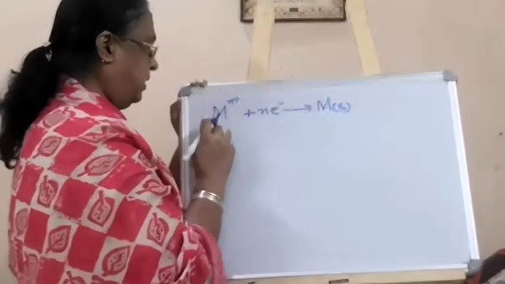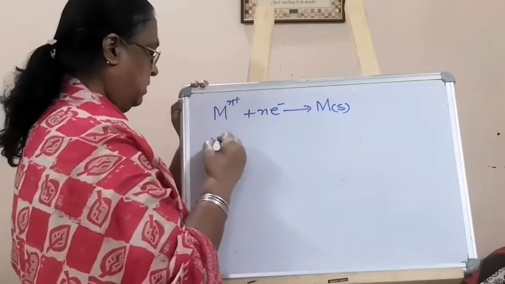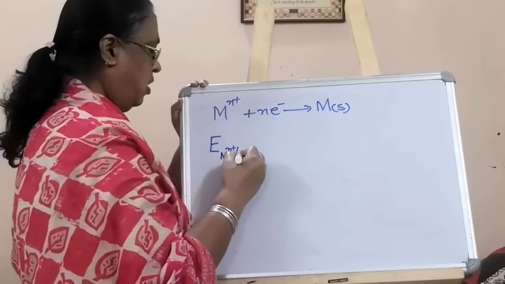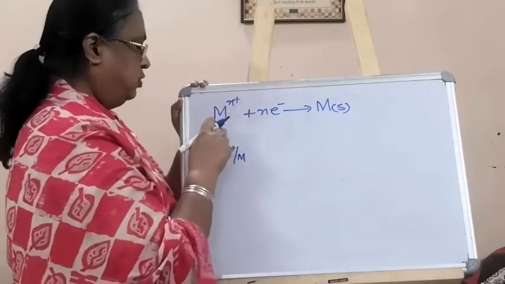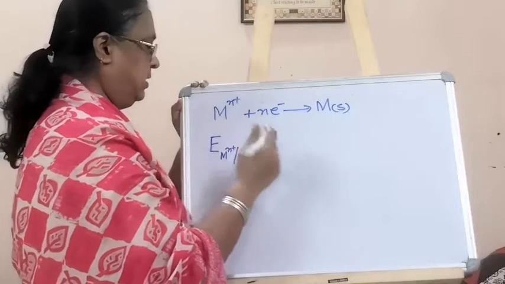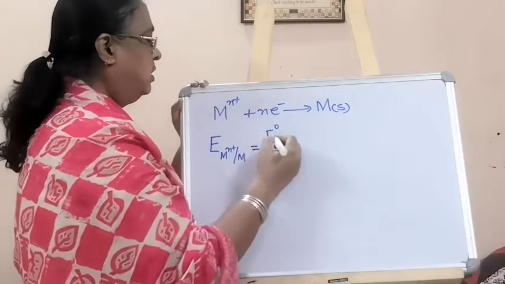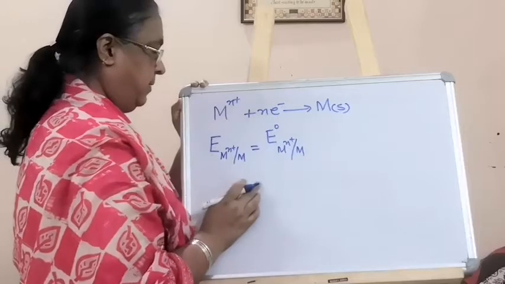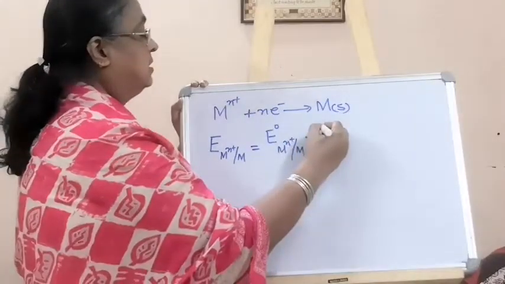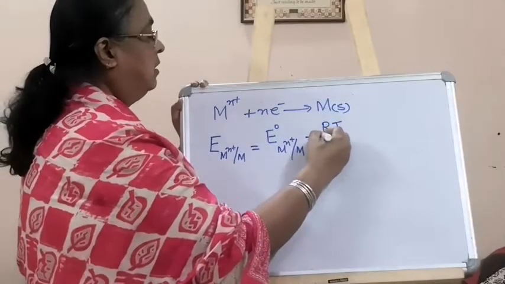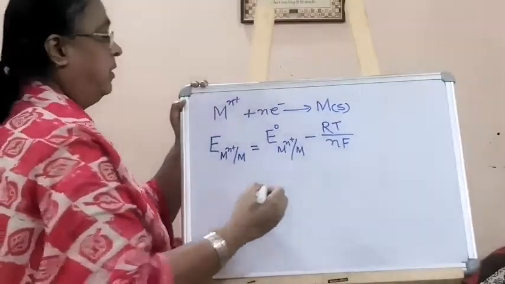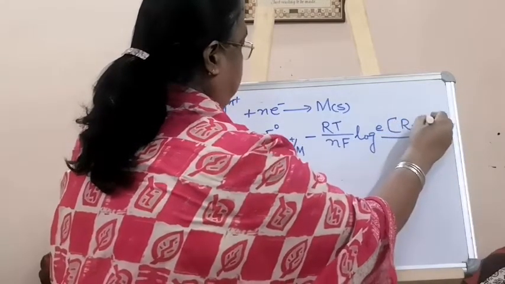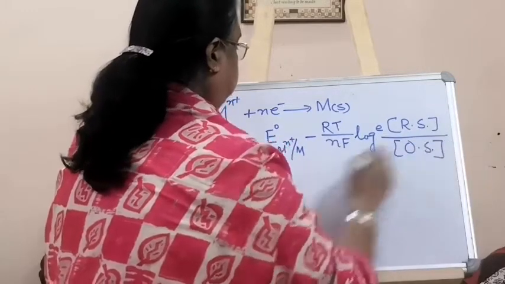So the Nernst equation can be written for this: the reduction potential of this electrode, E, not at standard condition, is equal to the standard reduction potential of the same electrode assembly, E0, minus RT upon nF, log of the reduced state concentration upon the oxidized state concentration.